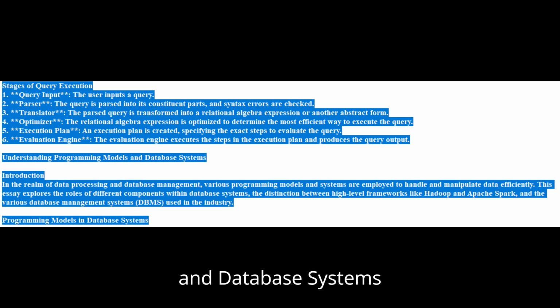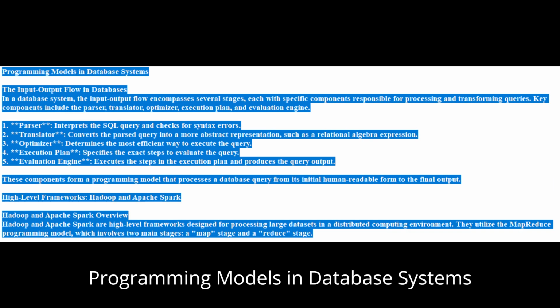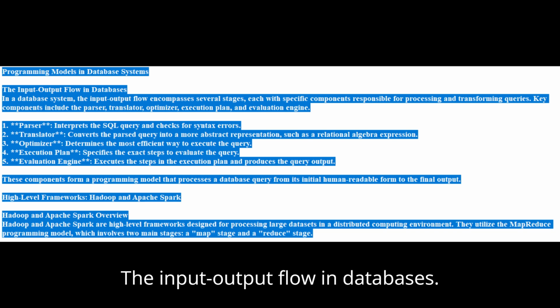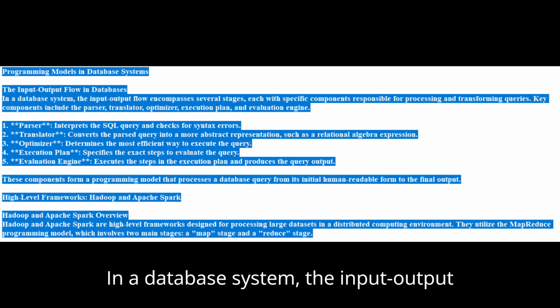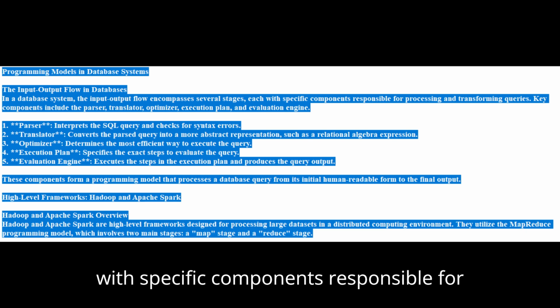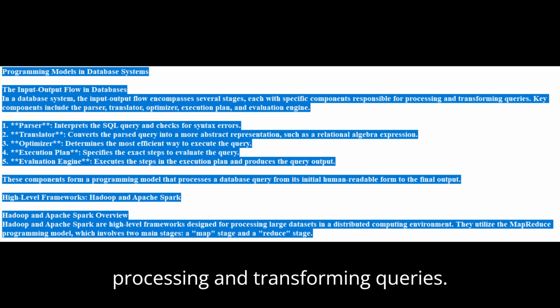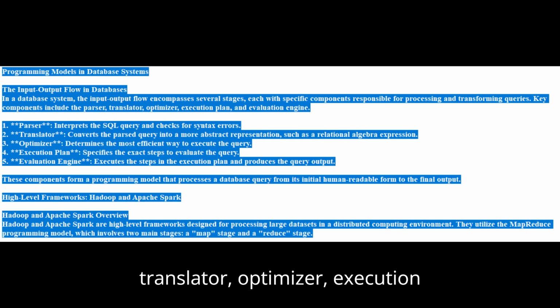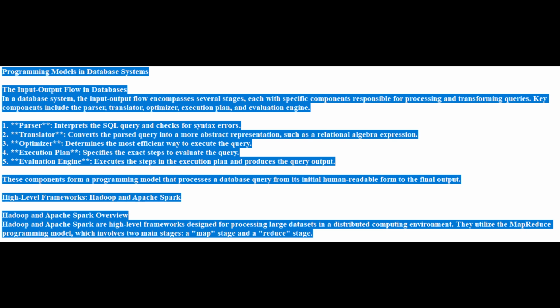Programming models in database systems. The input-output flow in databases. In a database system, the input-output flow encompasses several stages, each with specific components responsible for processing and transforming queries. Key components include the parser, translator, optimizer, execution plan, and evaluation engine.